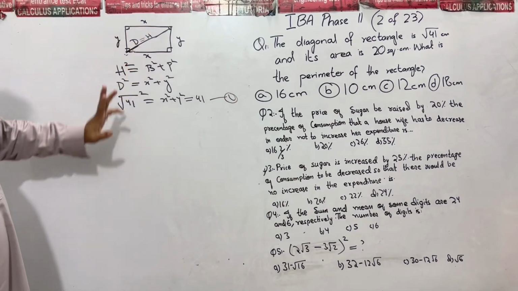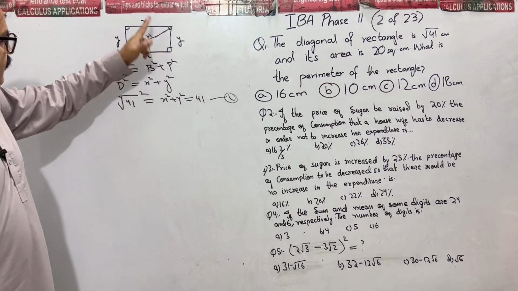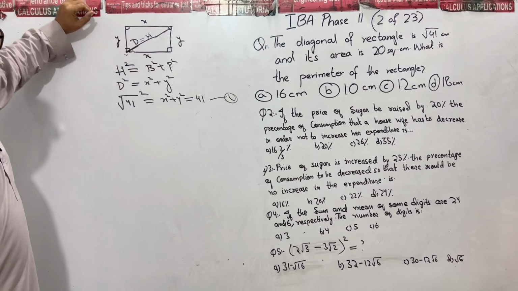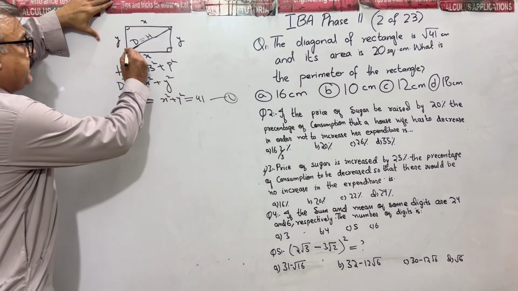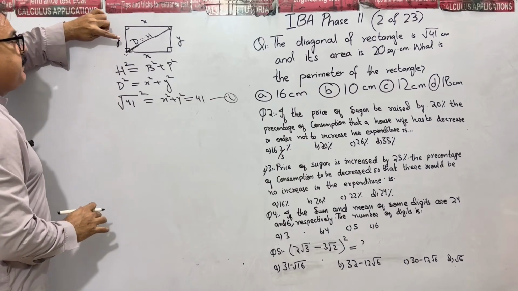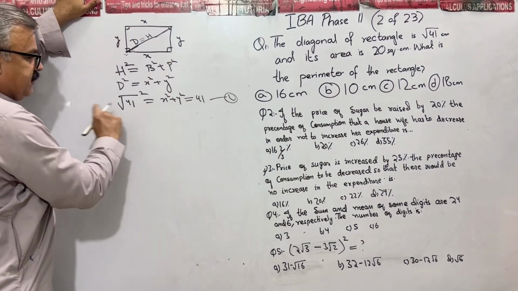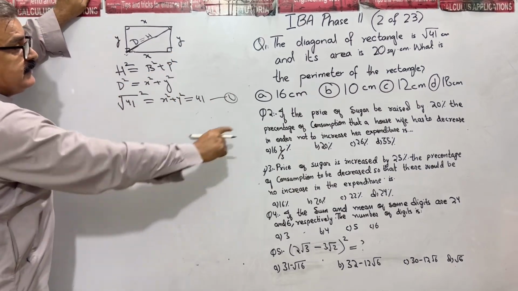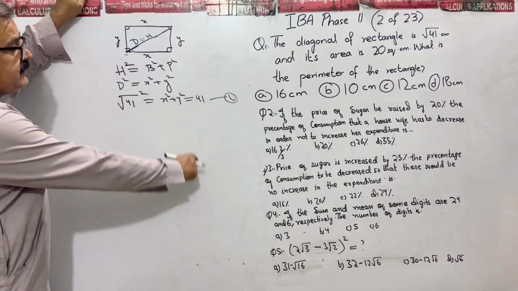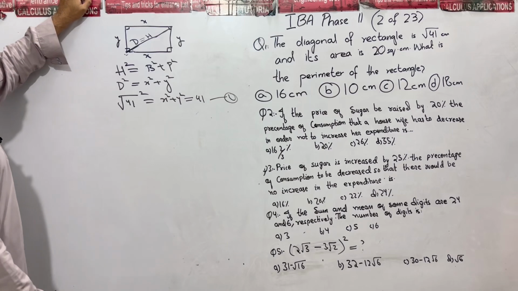In a rectangle, opposite sides are equal. Each angle is of 90. Opposite to 90 is our hypotenuse. From the rectangle point of view, it is our diagonal. Diagonal and hypotenuse are equal in that case. Applying Pythagoras theorem and utilizing the given value of diagonal, that is root 41, I have arrived at the result x square plus y square is equal to 41.